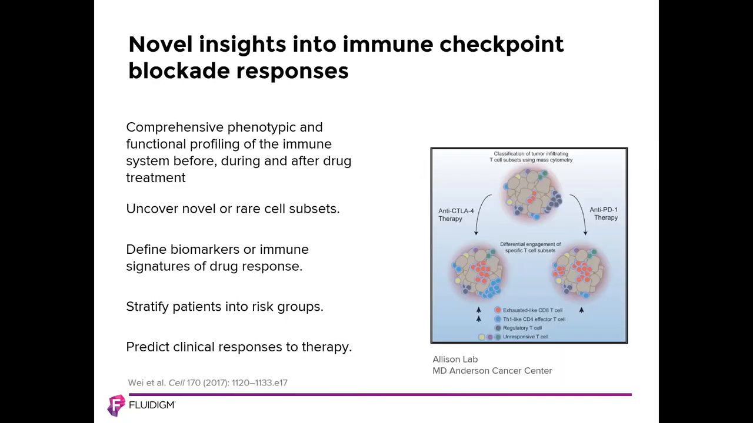The use of mass cytometry to study the effects of immunotherapies targeting checkpoint inhibitors like CTLA-4 and PD-1 has been on the rise, providing insights into the mechanisms involved in generating anti-tumor responses. Mass cytometric profiling and characterization can be performed on cells isolated from peripheral blood or the tumor itself, either at baseline or during the course of treatment, to help uncover novel or rare cell subsets, define biomarkers or immune signatures relating to drug response, stratify patients into certain risk groups, as well as potentially help predict clinical response to therapy.